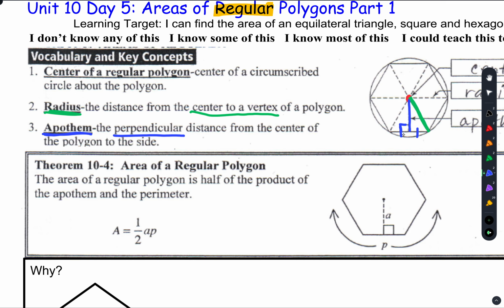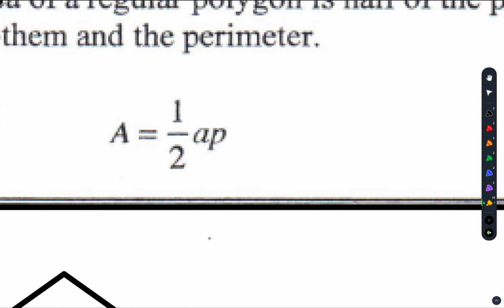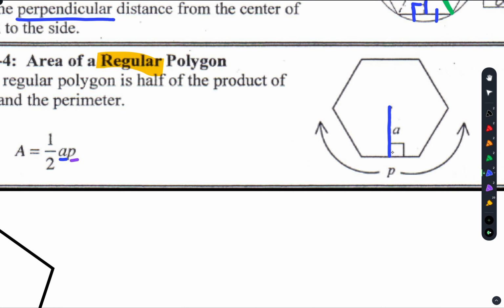Any questions on that? Here's our new formula. To find the area of any regular polygon, again, it is important that it is a regular polygon. We can't use this on any triangle we want. It has to be a regular triangle. The area of a regular polygon is 1/2 the product of the apothem and the perimeter. 1/2 A times P, where A stands for apothem and P stands for the perimeter of my shape. So if I take a look here, my apothem is going to go from the center down to the middle of the side, and the perimeter is the entire way around this shape.